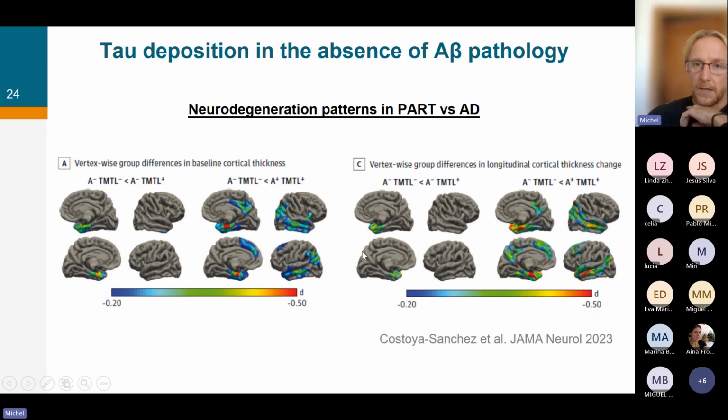Both at baseline and longitudinally, there is progressive medial temporal lobe degeneration. But it remains restricted to the medial temporal lobe. And here in these AD cases, atrophy is already present at baseline and then spreads also to other neocortical areas.